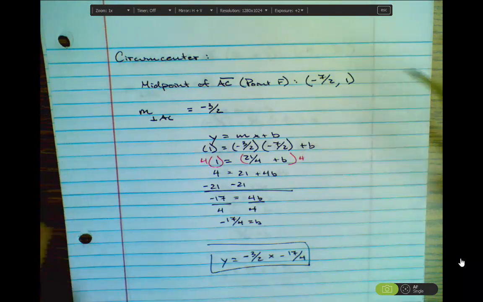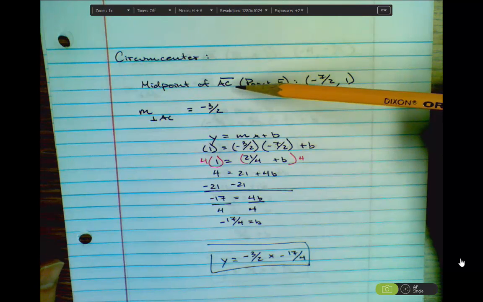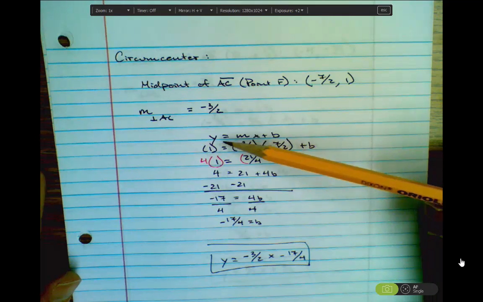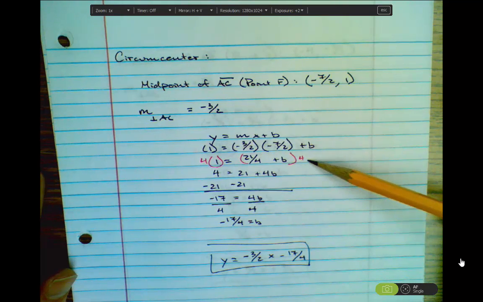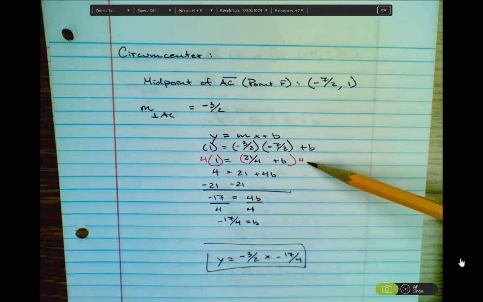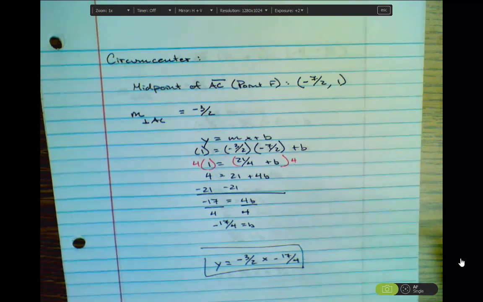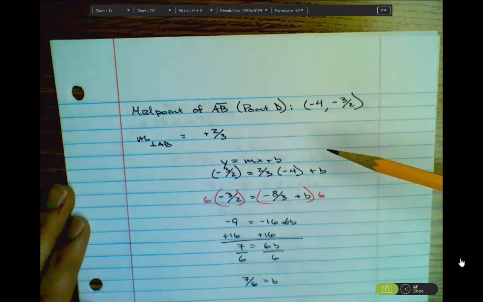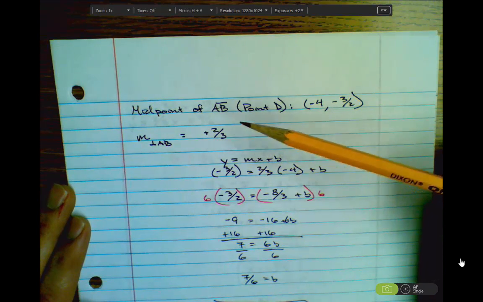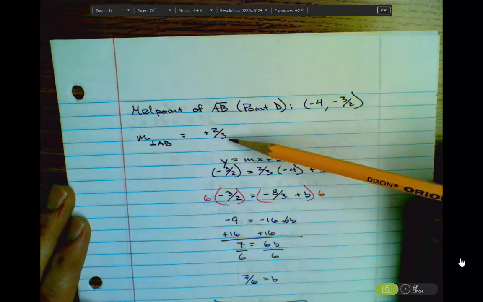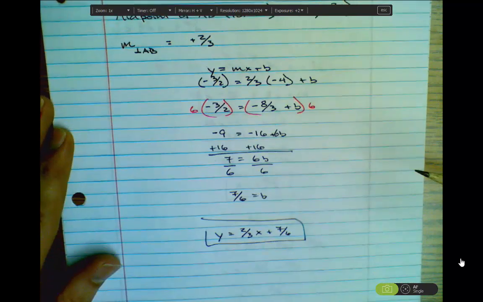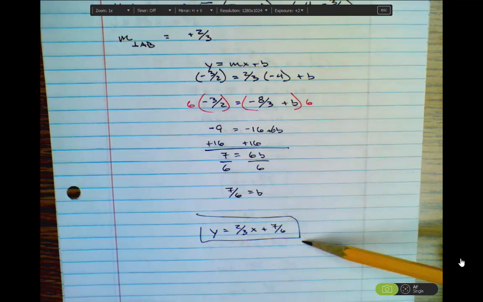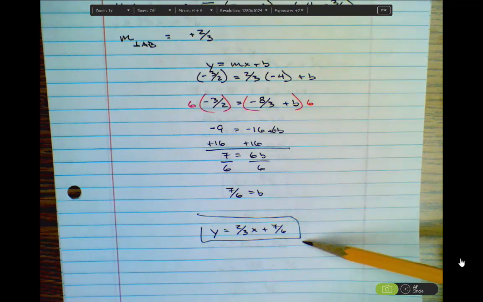For the circumcenter, I'm going to find the perpendicular bisector of segment AC. Plug in the slope and the given midpoint here. I would clear the fraction by multiplying by 4, and I get my equation. For the second perpendicular bisector, I'm going to use segment AB, so the midpoint of AB and the slope that's perpendicular to AB. Plug in that information, multiply both sides of the equation by 6 to clear the fraction, and I will get my final equation.